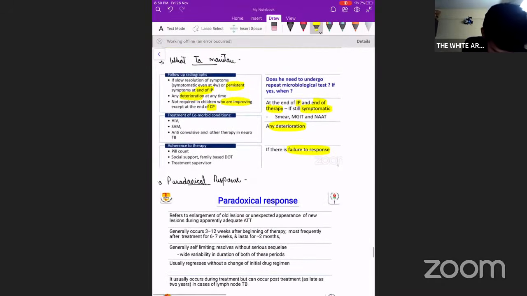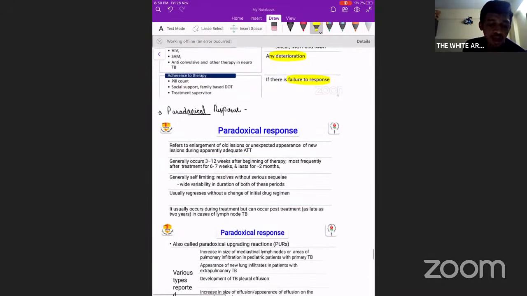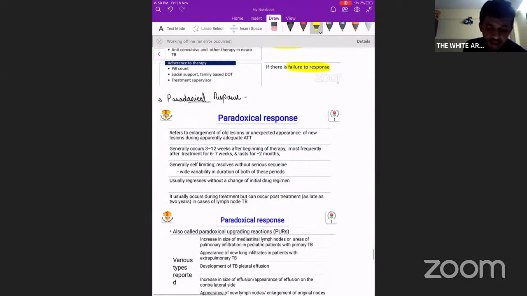Next is what we call paradoxical response. Okay, what is this? Paradoxical upgrading reactions or paradoxical response. Now, the importance of this is that there might be appearance of new symptoms or there can be sudden deterioration as well. So we should not get carried away thinking that there is a failure to respond. Okay, that is why the importance to know what this paradoxical response is.